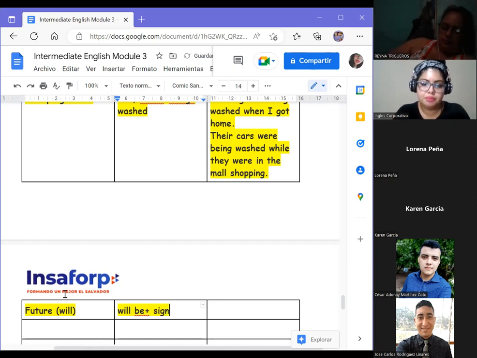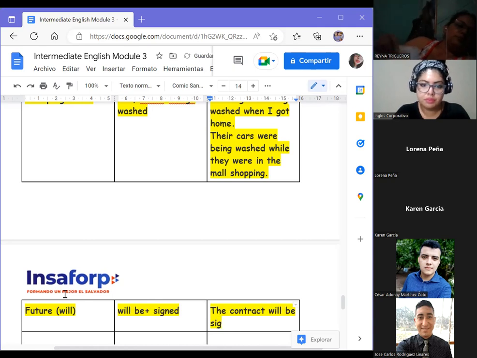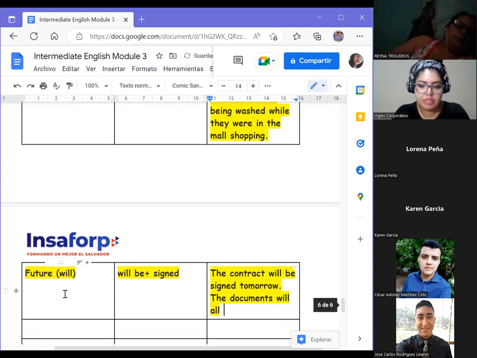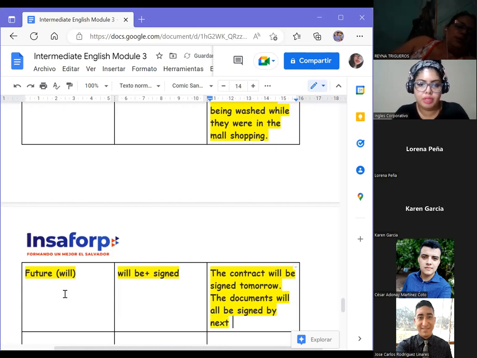Thing-ness. And we have the example, the contract will be signed tomorrow, and the other one, the document will all be signed by next week.